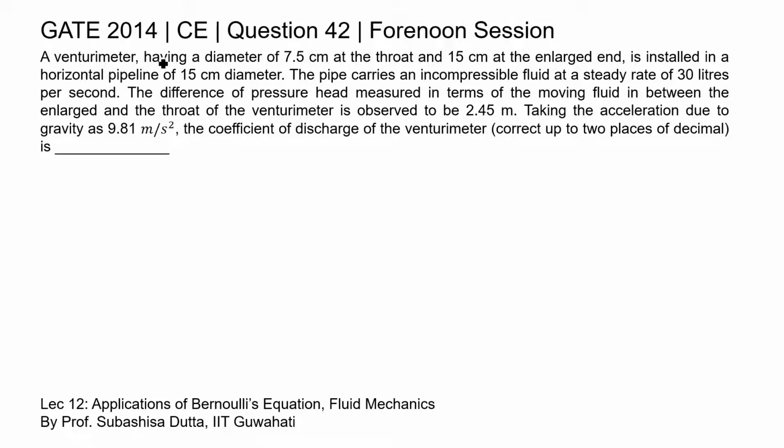This is question 42 of civil engineering paper of GATE 2014 forenoon session. A venturi meter having a diameter of 7.5 centimeter at the throat and 15 centimeter at the enlarged end is installed in a horizontal pipeline of 15 centimeter diameter. The pipe carries an incompressible fluid at a steady rate of 30 liters per second.